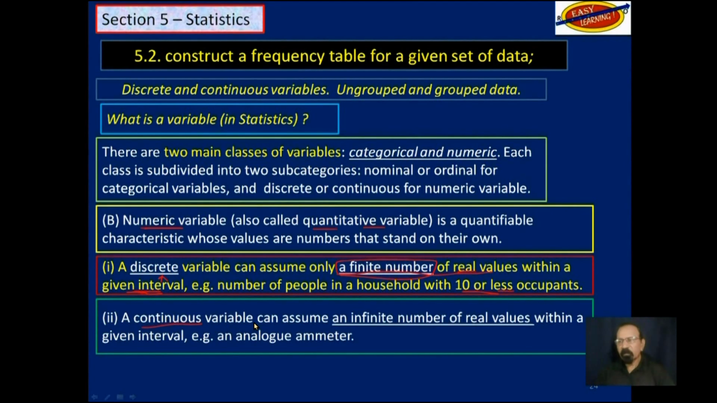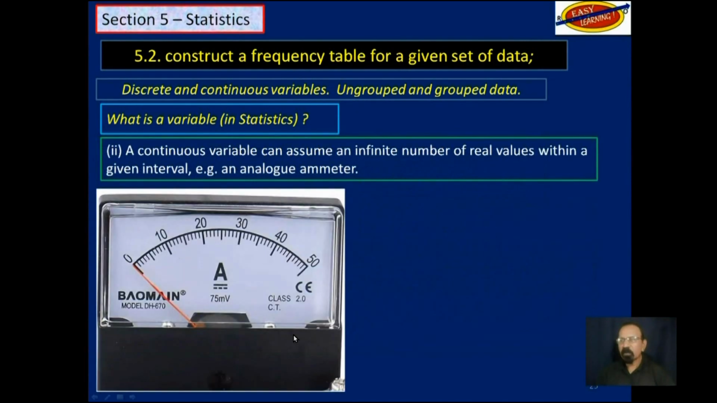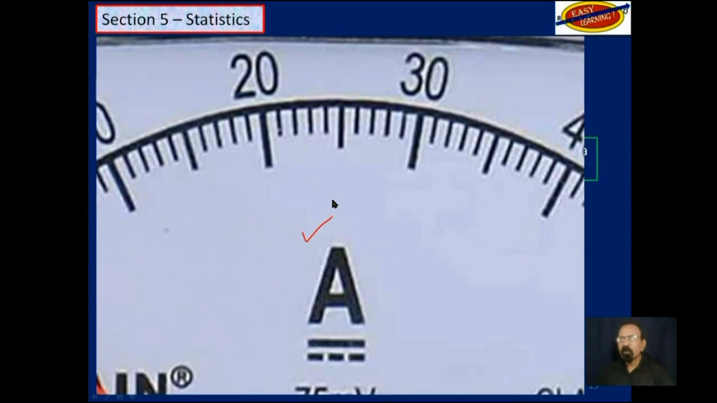Now, a continuous variable can assume an infinite number of real values within a given interval. So let's consider an analog ammeter, for example, which is this that you see here. Let's take a closer look at that. From 20 to 30, you could say, okay, you have 21 here, 22, 23, 24, 25, and so on. Now, here's my question. Between 25 and 26, how many numbers do you have there?